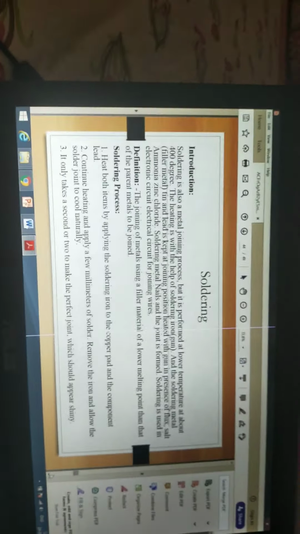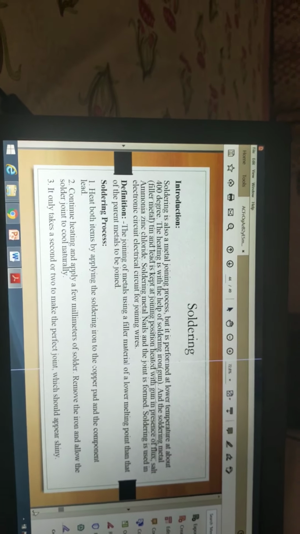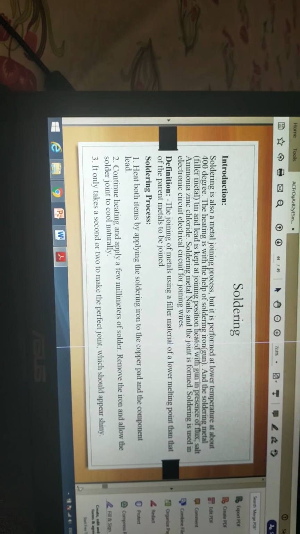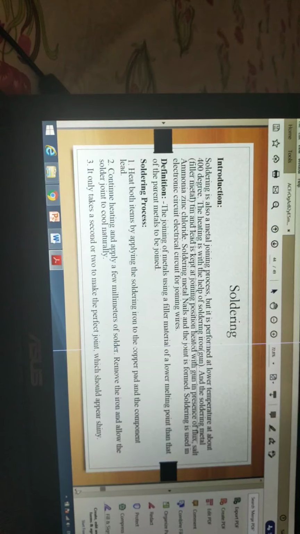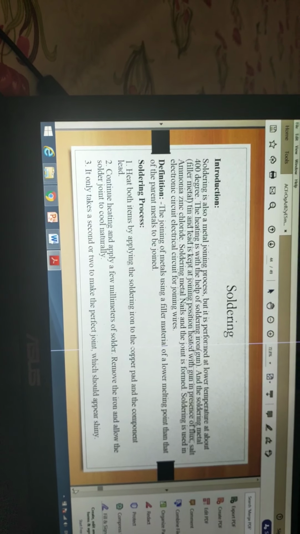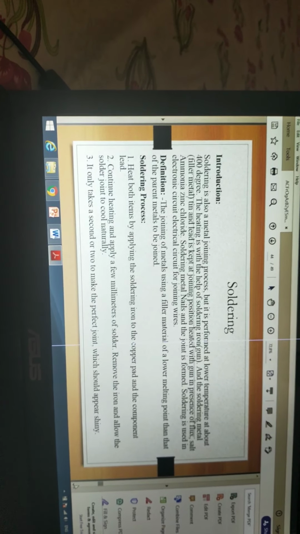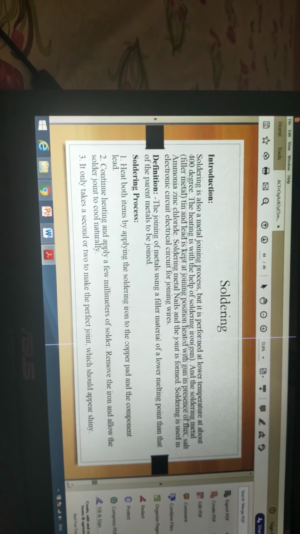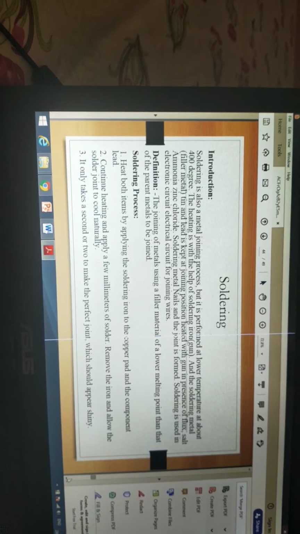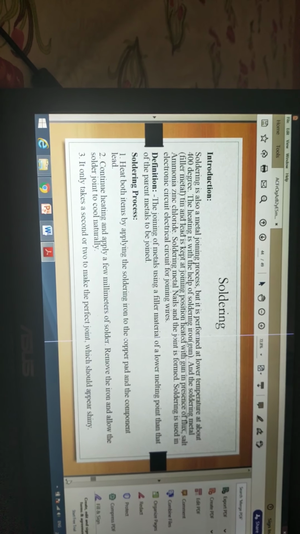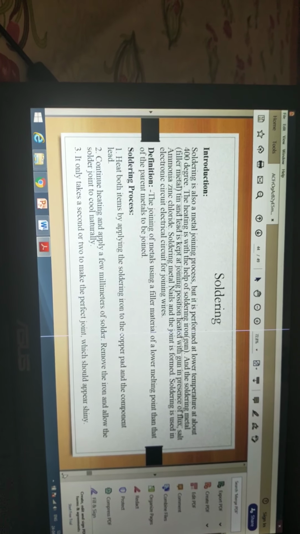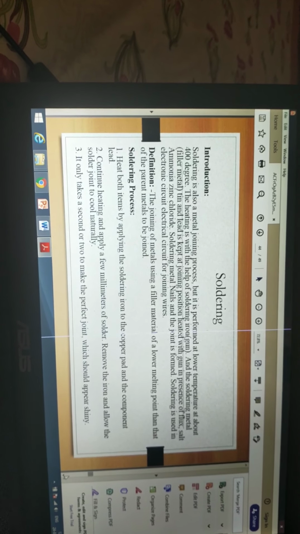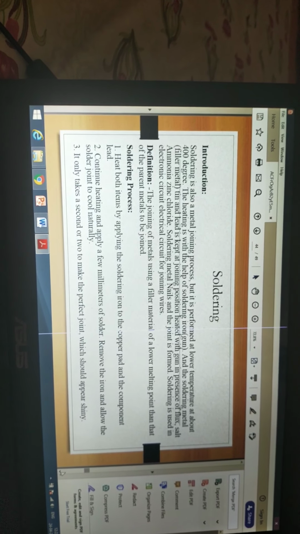Soldering is also a metal joining process, but it is performed at a low temperature, about 400 degrees centigrade. The heating is done with the help of a soldering iron gun. The soldering metal or filler metal, tin and lead, is kept at the joining position and heated with the gun in the presence of flux. Flux means salt ammonia, zinc chloride. Then the solder melts and the joint is formed.